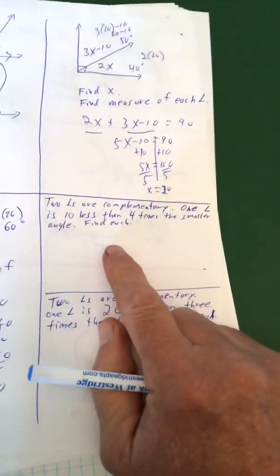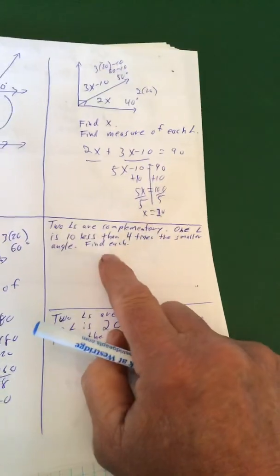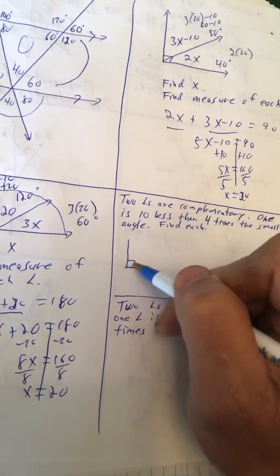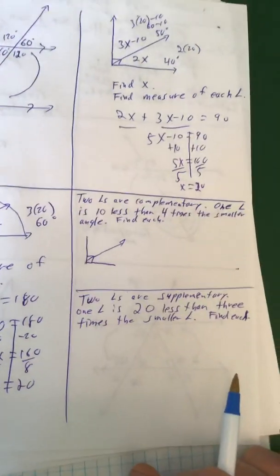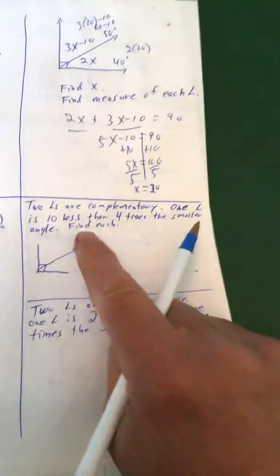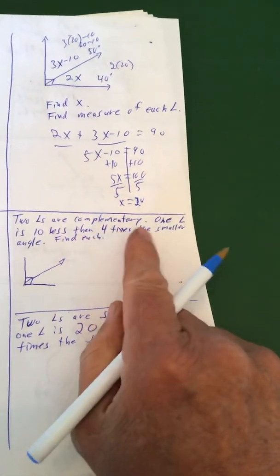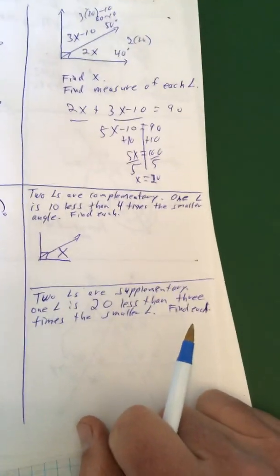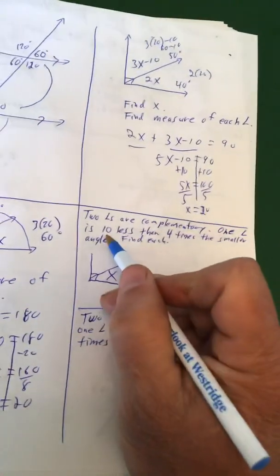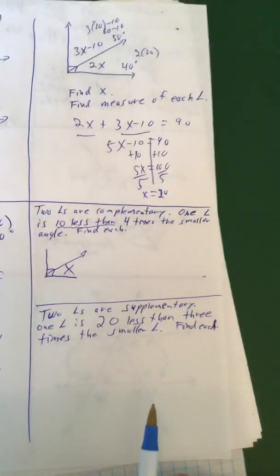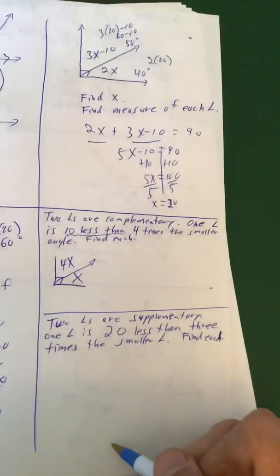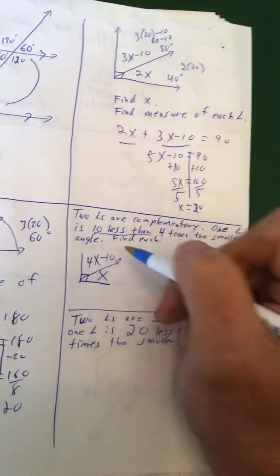So now for a word problem. Same thing as this one, but it's a word problem. So I'm just going to draw the picture. I know they're complementary. Two angles are complementary. One angle is 10 less than 4 times the other one. So just call the smaller one x. And now see if you can translate. 10 less than means you're going to skip 4 times the smaller one. Well, 4 times the smaller one would be 4x, but then it's 10 less than that, so it's minus 10.